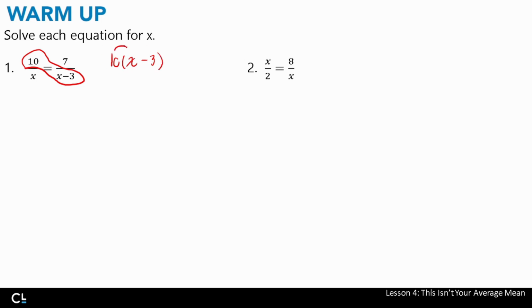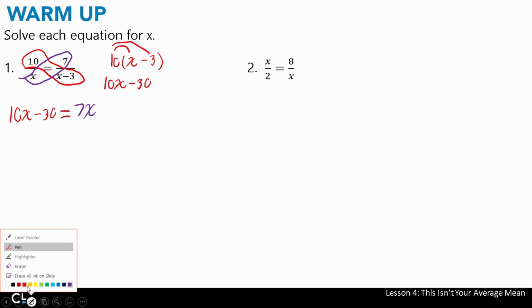But what you could do is you draw your rainbows. That's what I like to call them. We do 10 times x, which will give me 10x, and then 10 times negative 3, which will give me negative 30. So one of our multiplications for cross multiplications is 10x minus 30. Then we're going to get our equal sign, equals, and then we're going to get our next one. I'll do it in purple. We have x times 7, which is a simple one. You just do x times 7, which is 7x. And now we have to solve this.